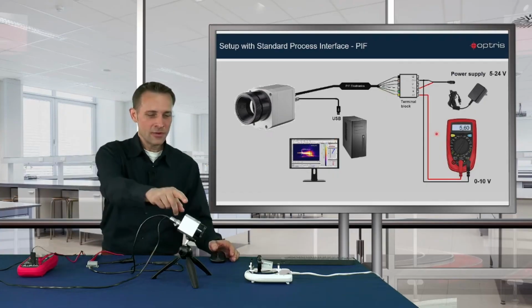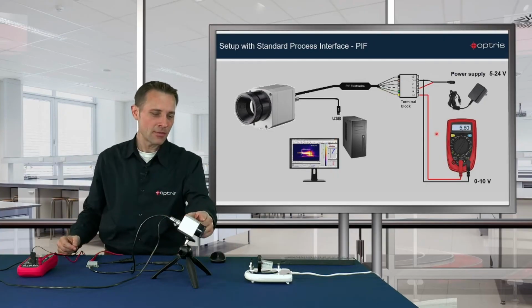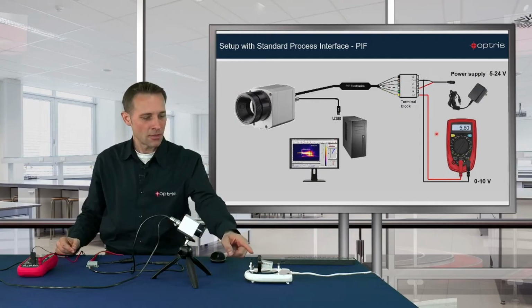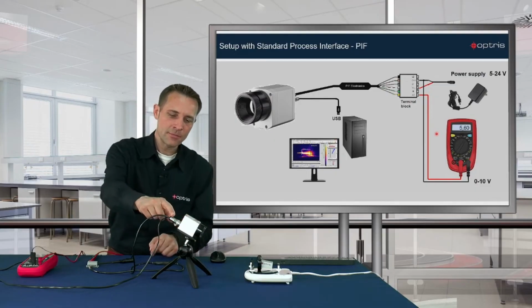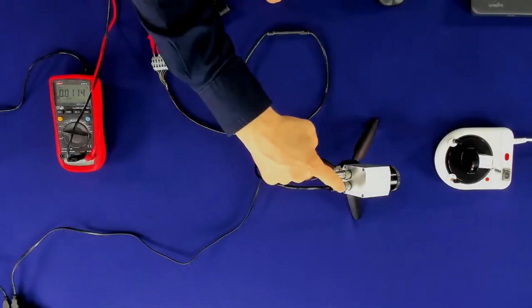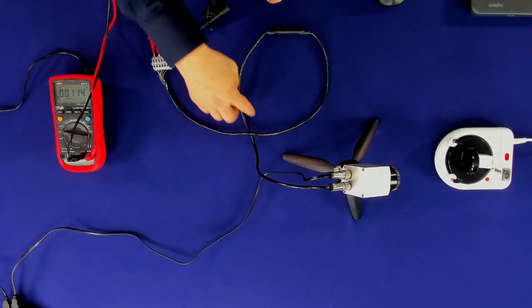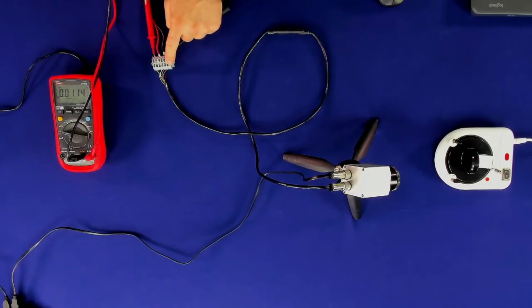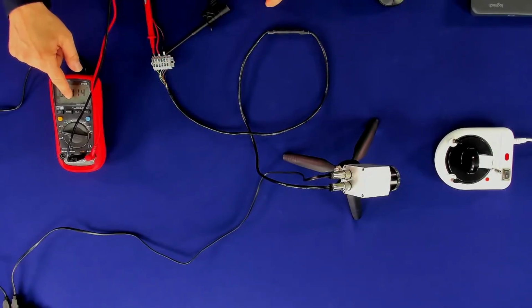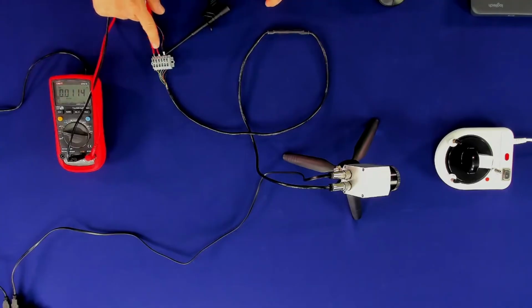On my table I have the PI camera, and the PI camera is looking at the object which is heated up with the heating plate here. At the PI camera you can see the process interface connection cable, which has a connection to my terminal block, and from the terminal block I have a connection to the multimeter. And you also see the external power supply at the terminal block.